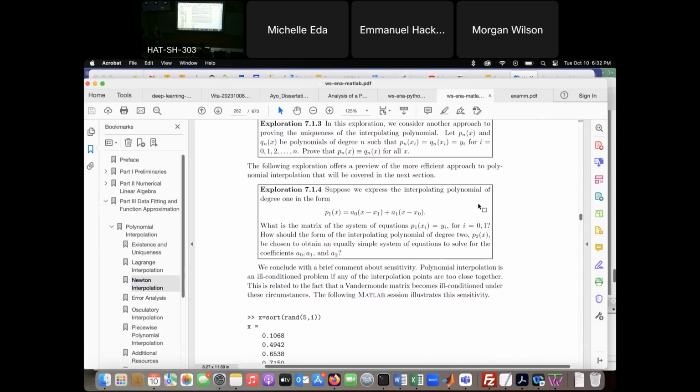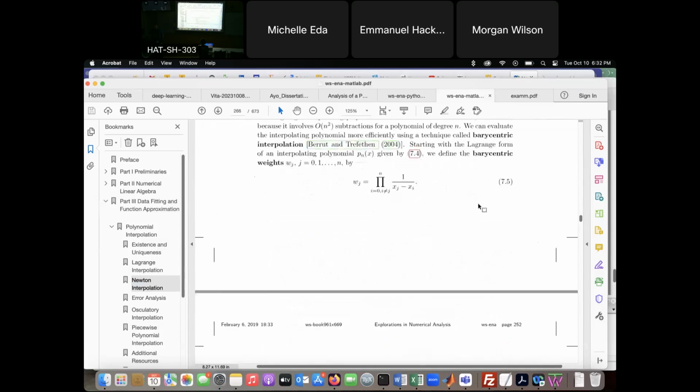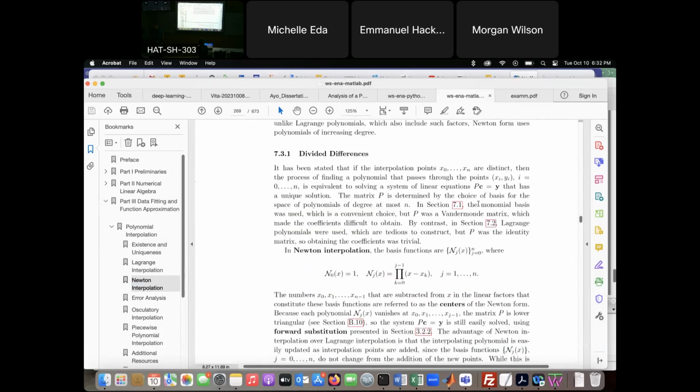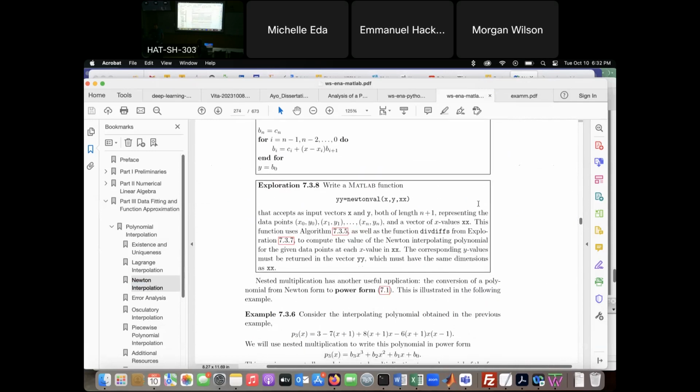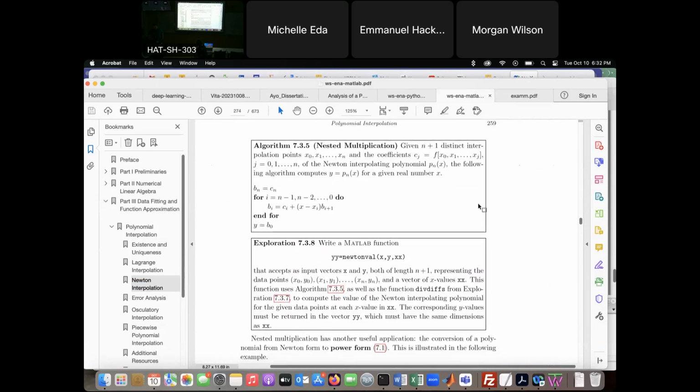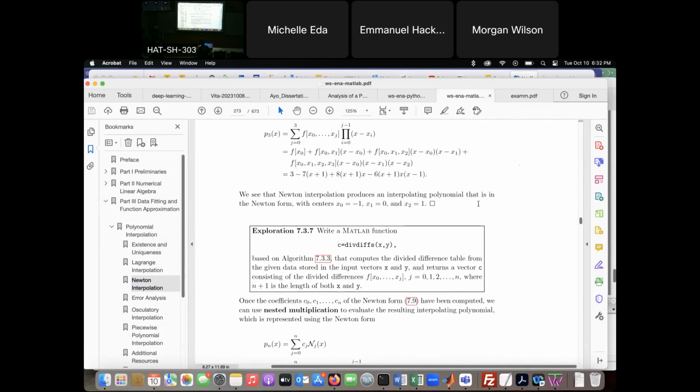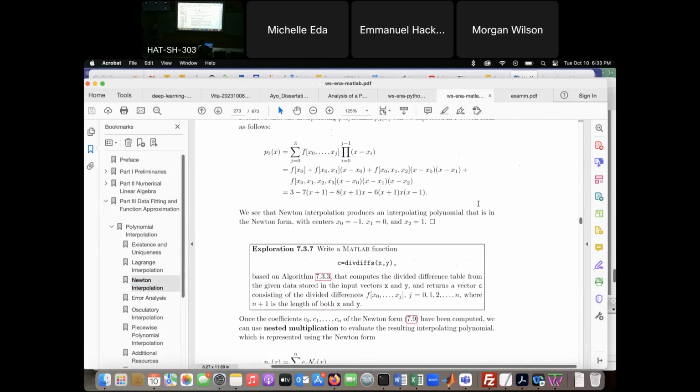So, exploration 7.3.7, the divided difference. Don't we start by using the algorithm? Maybe the algorithm and the math. That's exactly what we do.